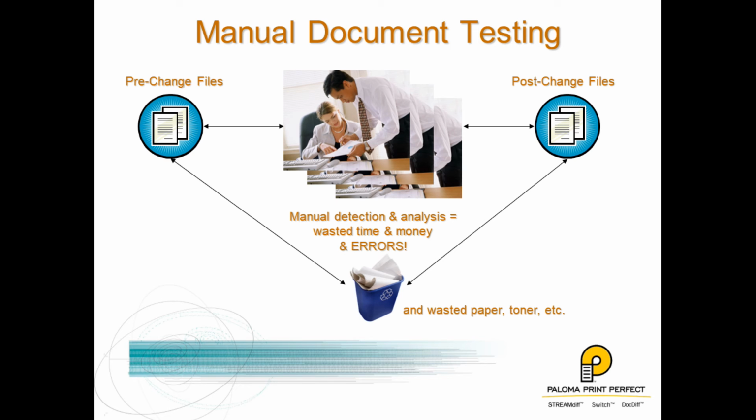A manual document testing process where pre-change or baseline files are printed out, post-change and modified files are also printed out, and you have users in the middle trying to do manual detection. This manual process is not very efficient, and it also results in a lot of wasted time and money. In addition, it's easy for errors to slip through the cracks because in a manual process, it's difficult to understand the difference. Is it correct? Did it change the way you wanted to? Etc. This is where STREAMdiff and Switch come into play.